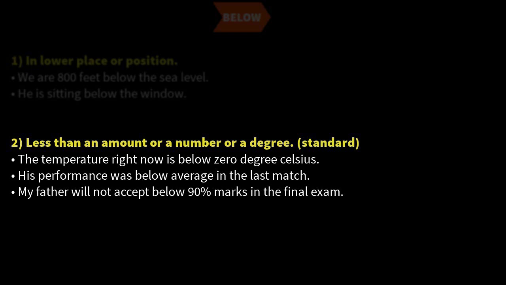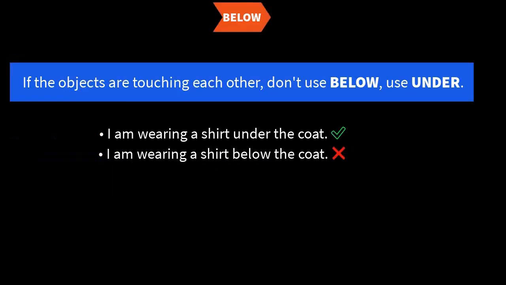So guys, below and under have similar usages. But guys, when the objects are touching each other, do not use below, simply use under. For example, I am wearing a shirt under the coat. Now the shirt is going to touch the coat. And since it is touching the coat, I will only use under, I will not use below. When you use below, the objects are not going to touch each other. That is something you should always remember.